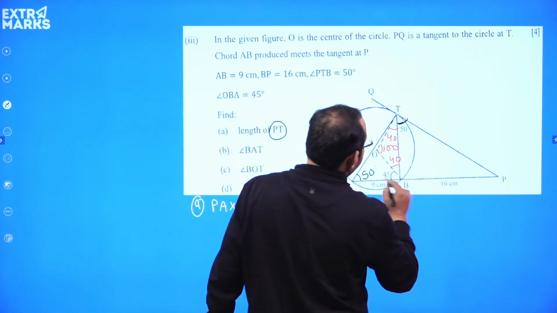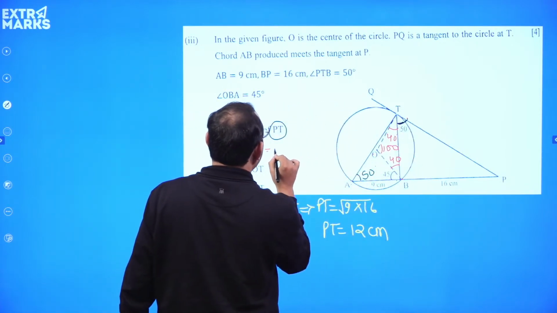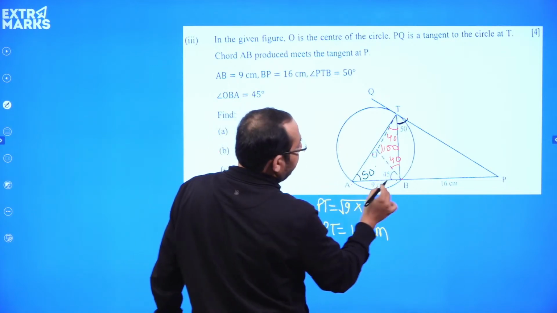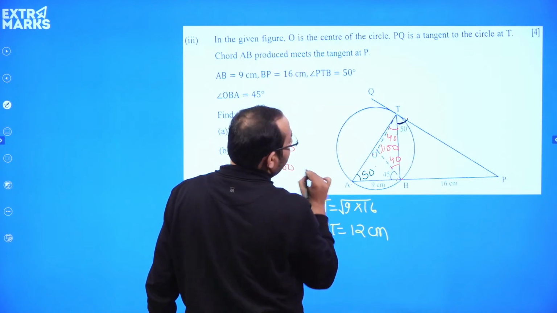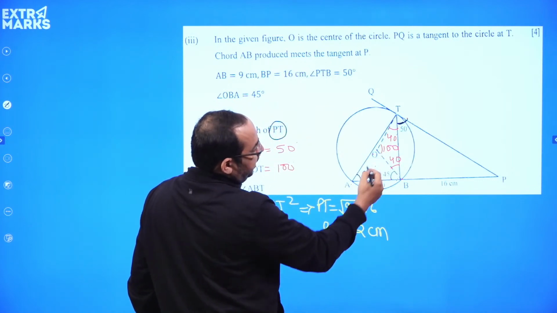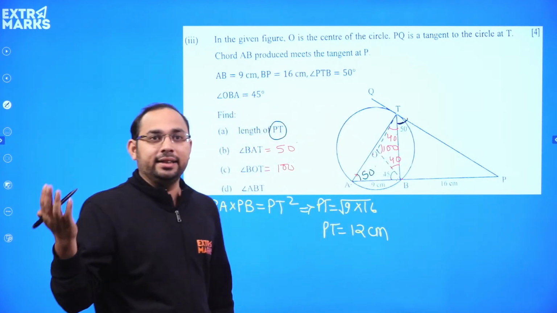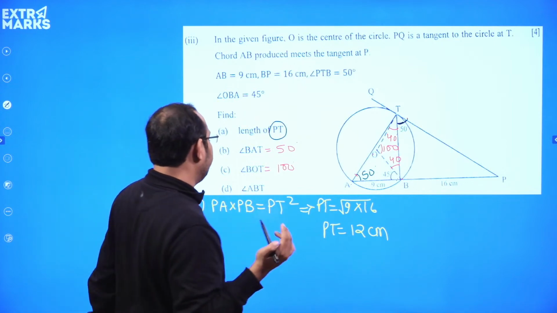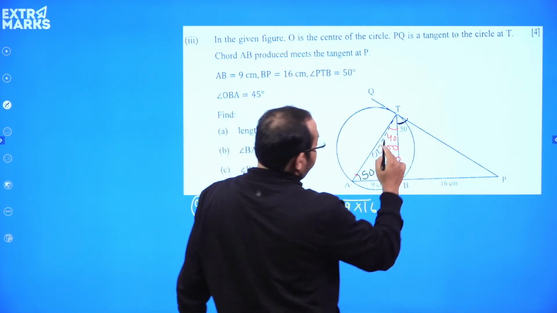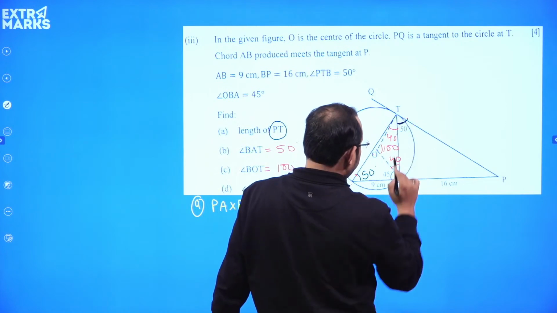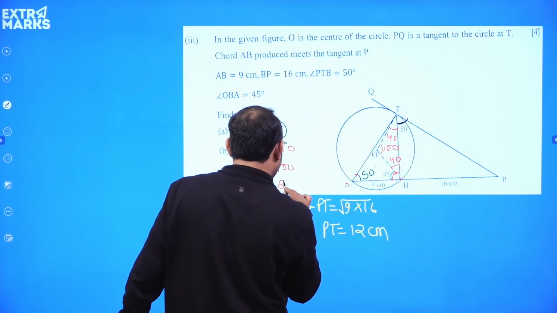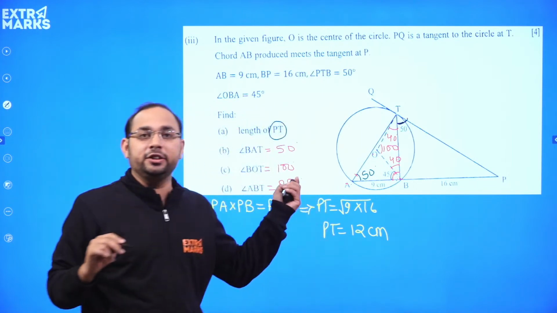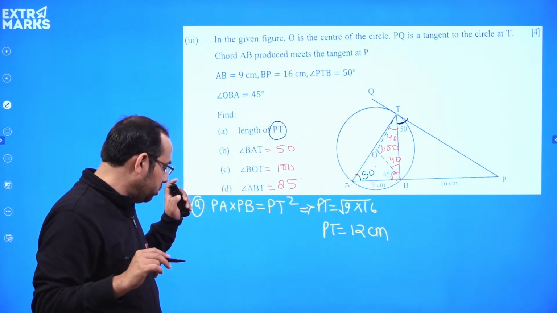Now let us see what all angles have been asked. Angle BAT is 50 degrees. Then angle BOT is 100 degrees. You could have directly got it also, like angle at the center is double the angle in the segment. ABT, so we are talking about this angle. So 40 plus 45, 85. If somebody attempted this question, have you understood this or not?